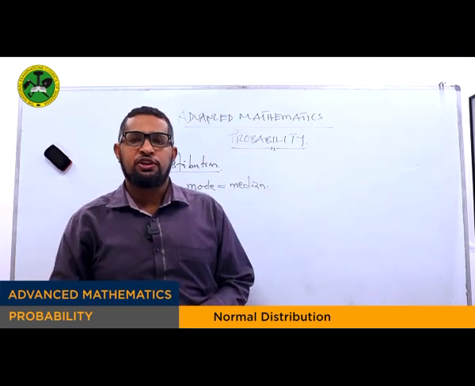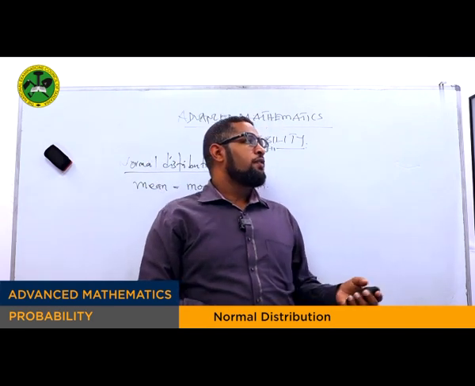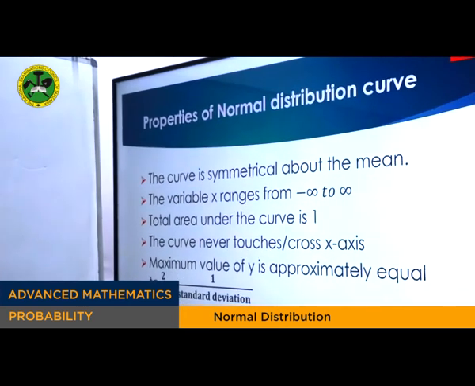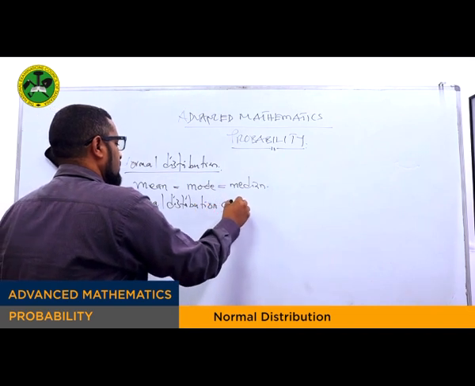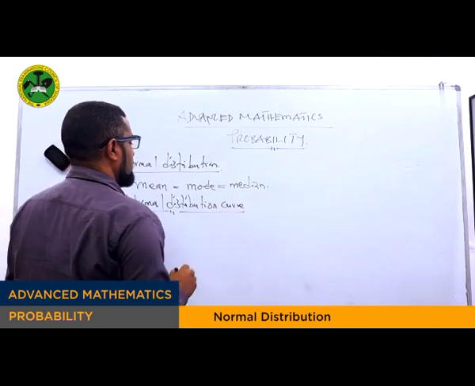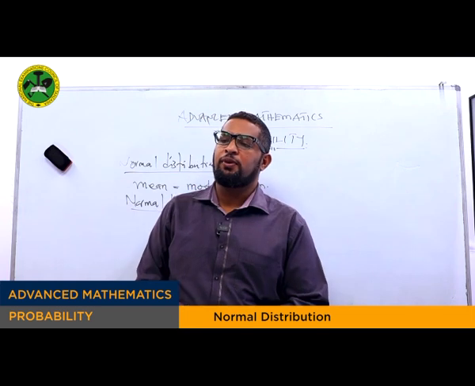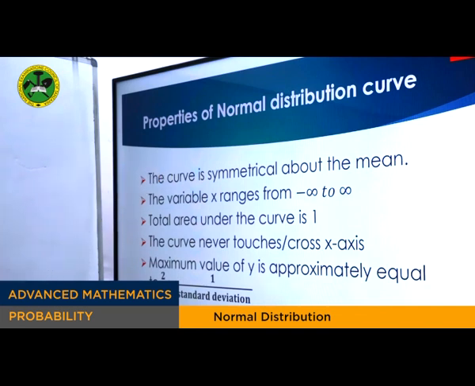Apart from normal distribution, I'm sure you have gone through it in normal classes. Here we're just making revision. We have the so-called normal distribution curve. When we say normal distribution curve, it's the curve having the following properties. The curve is symmetrical about the mean. That is property number one of the normal distribution curve.